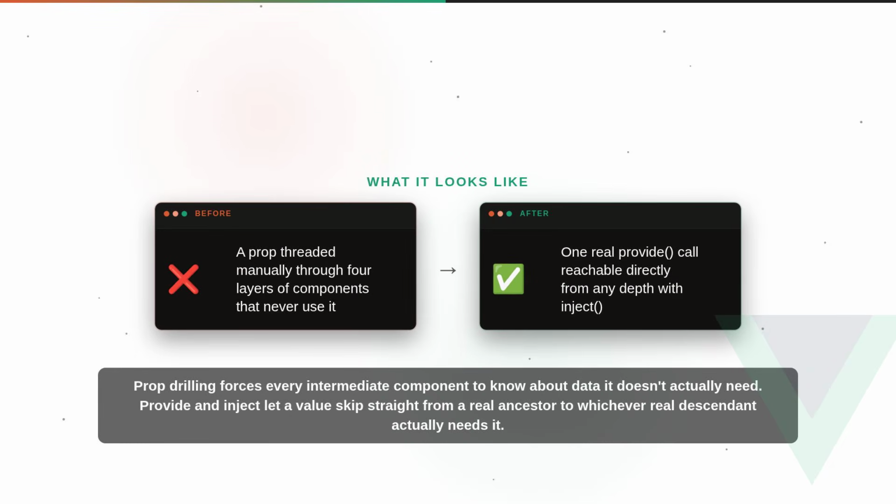Prop drilling forces every intermediate component to know about data it doesn't actually need. Provide and inject let a value skip straight from a real ancestor to whichever real descendant actually needs it.